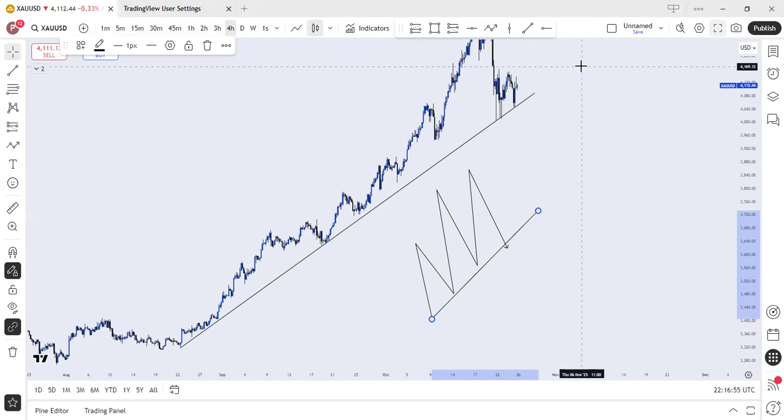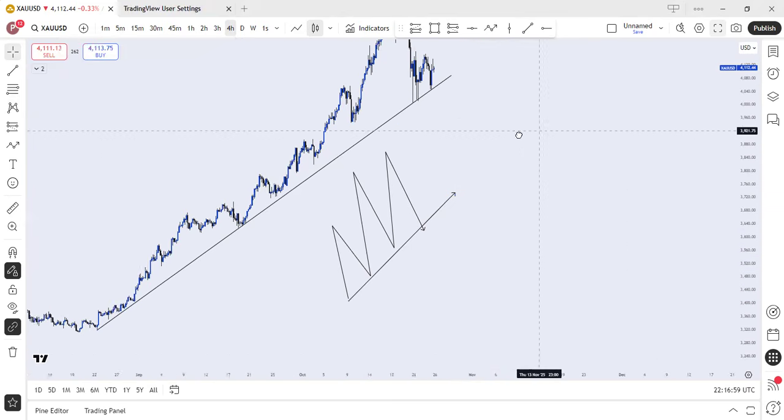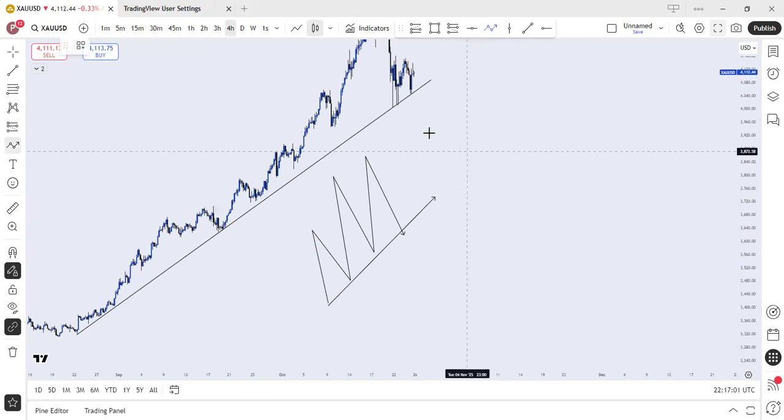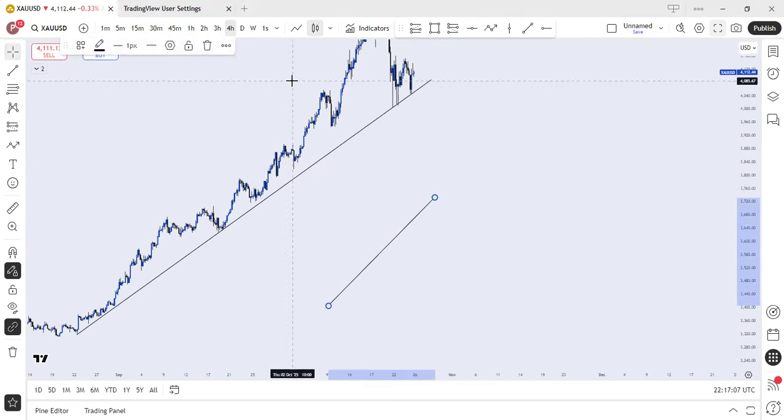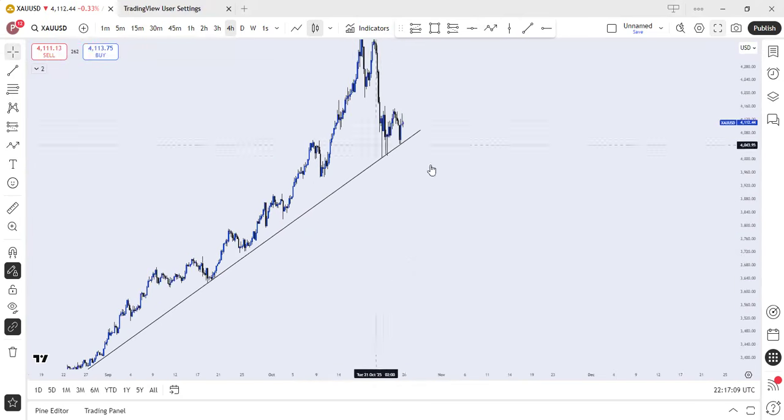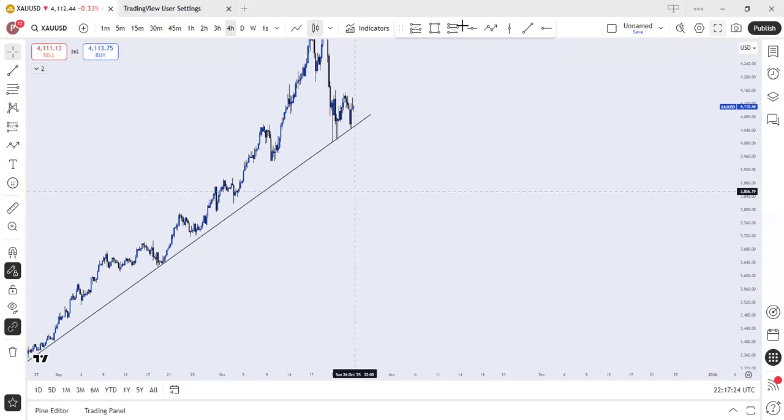What confirmations do I look out for? I look out for a market structure shift, right? But before that, let me proceed with something here. So let's say we've already drawn our trend line and we are expecting gold to tap to this trend line and then give us a confirmation here. Once price gets to this particular trend line, this is what you do.